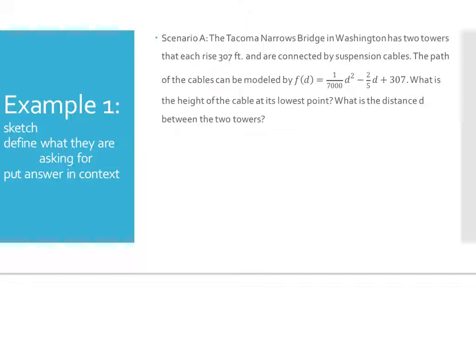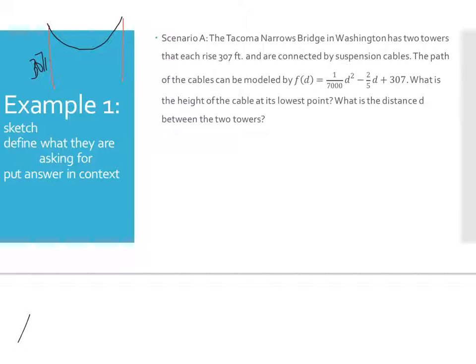So it says the Tacoma Narrows Bridge in Washington has 2 towers that each rise 307 feet. So I'm going to draw the bridge over here. They are connected by suspension cables. The path of the cables can be modeled by that quadratic. So from the top, which is 307 feet, there's a cable that goes like this. So I know that this is 307 feet tall. Whoops. All right. So there's kind of my sketch of seeing what's happening.